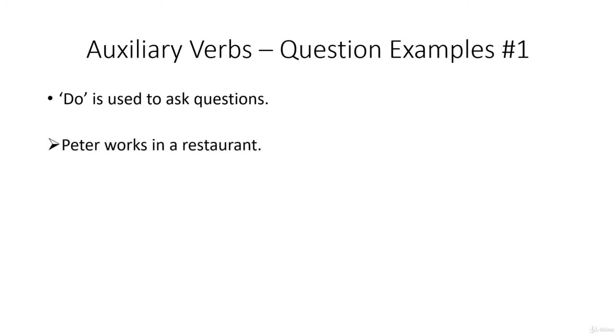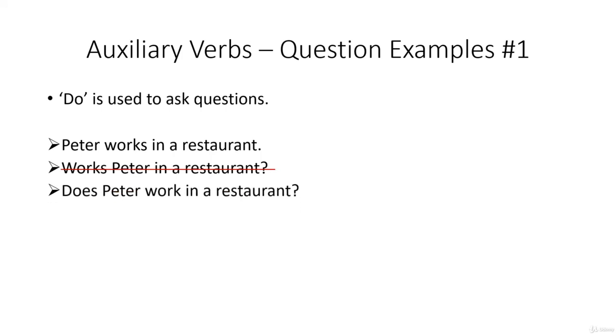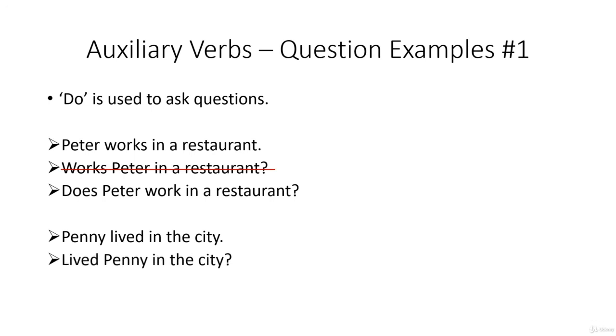So Peter works in a restaurant. Now if we just try and invert it, i.e. switch around the verb and the subject, we would have works Peter in a restaurant, and that's just wrong. We don't say that. So we strike through that, and we use does Peter work in a restaurant. That's a present tense example. Or we say Penny lived in the city, and if we just try a simple inversion, we get lived Penny in the city, which is not correct. We don't say that. We say did Penny live in the city, and because it's a past tense, we have to make do a did.